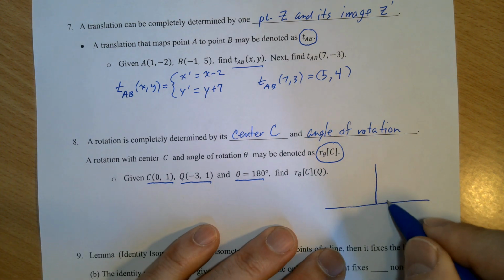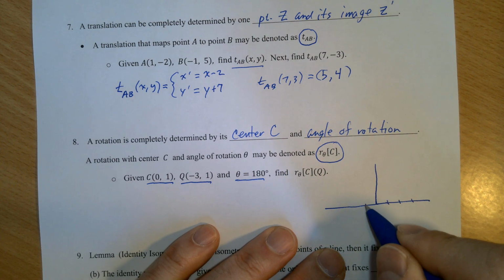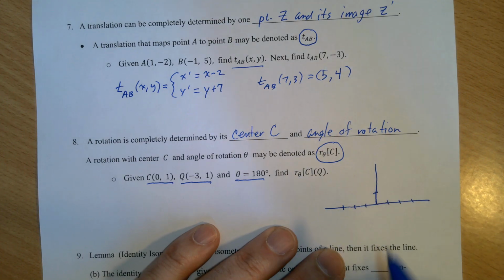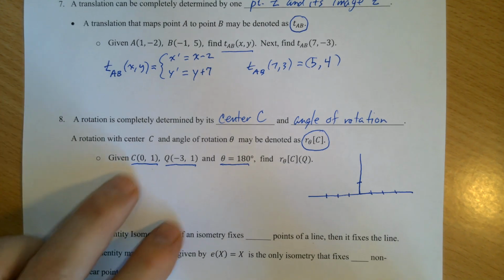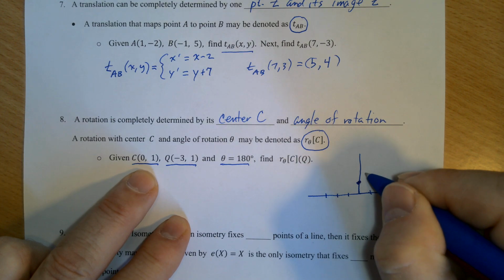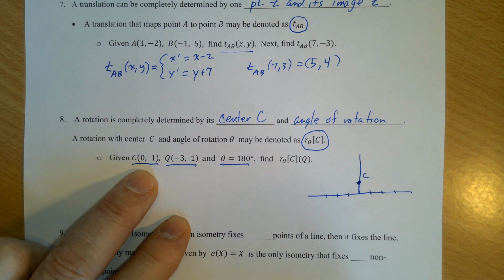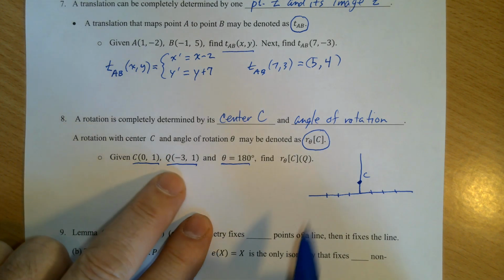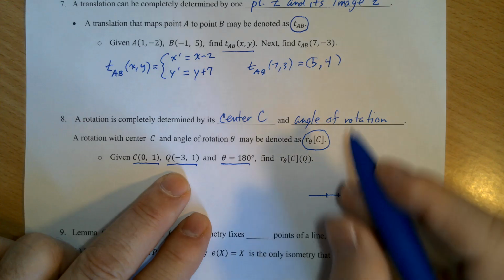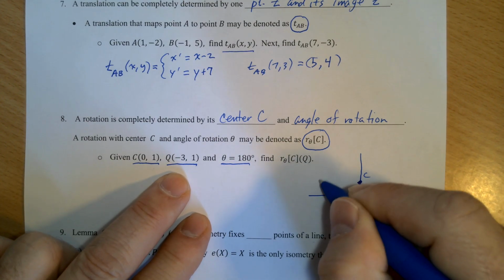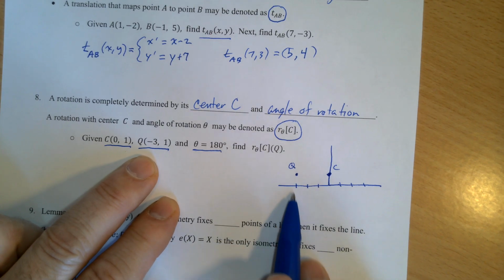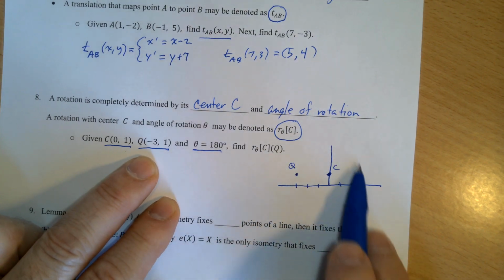Let's go out 1, 2, 3, and maybe -1, -2, -3. And I think we only need to go up 1 for our graph. So the center is (0, 1). That's our center. That's what we're rotating around. The point we're rotating is Q. So let's go to (-3, 1). That's our point Q.